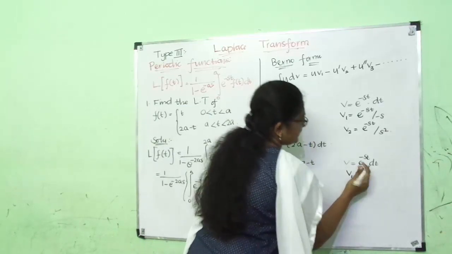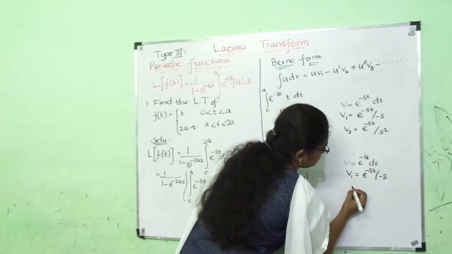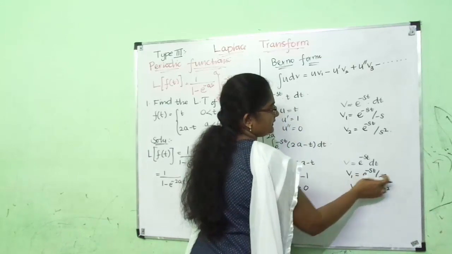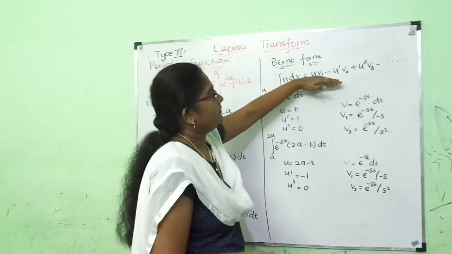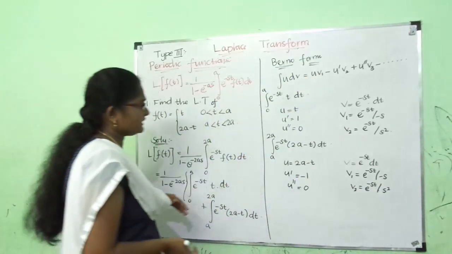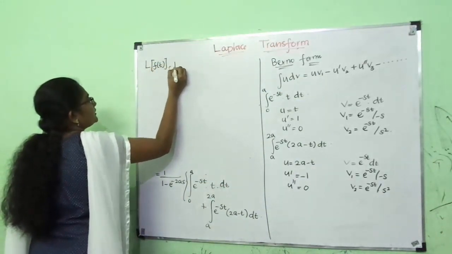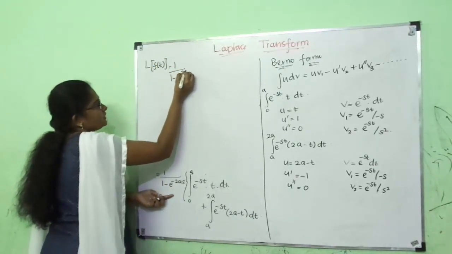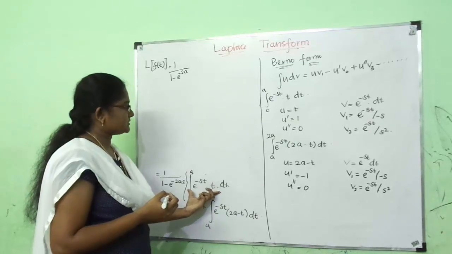v1 integrating, while integrating e power minus st into dt, e power minus st by minus s. v2 is equal to e power minus st by s square. Again we are integrating this value, we will get this one. Now we are going to apply this in the Bernoulli's formula and we are going to get the desired results. L of f of t is equal to 1 by 1 minus e power minus 2as, while we are going to apply Bernoulli's formula in this place.